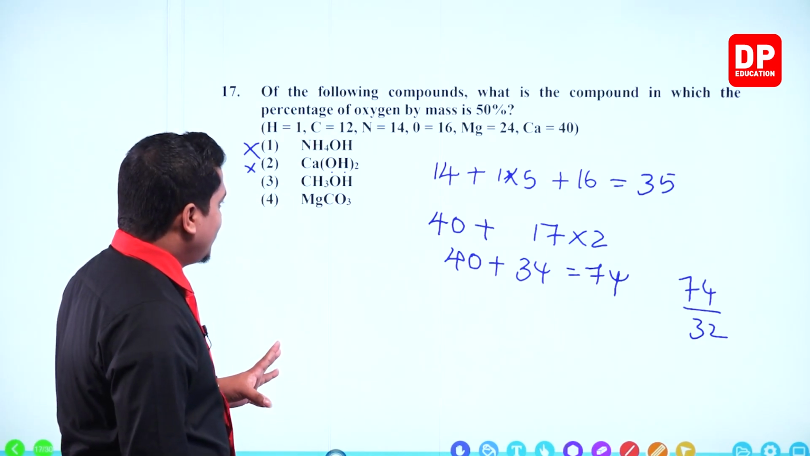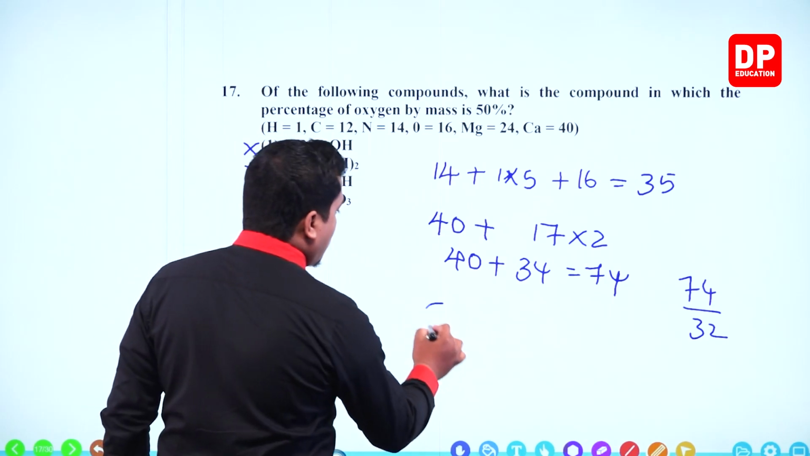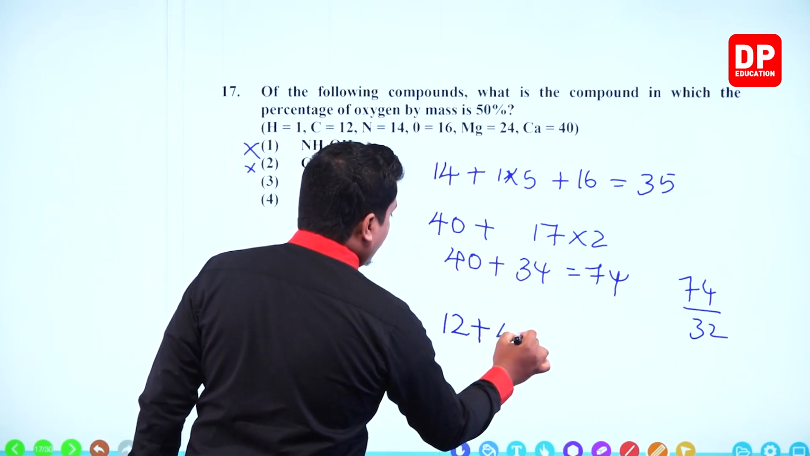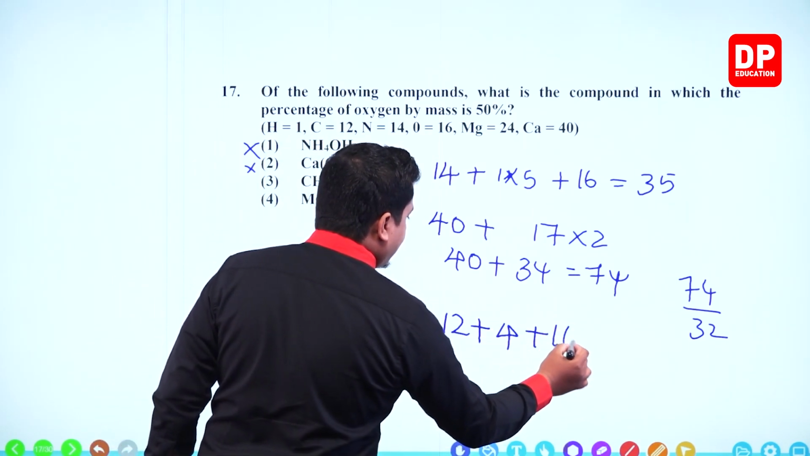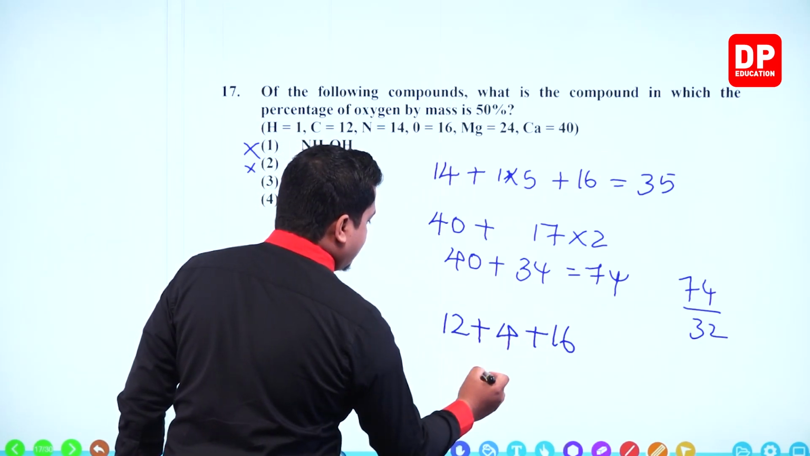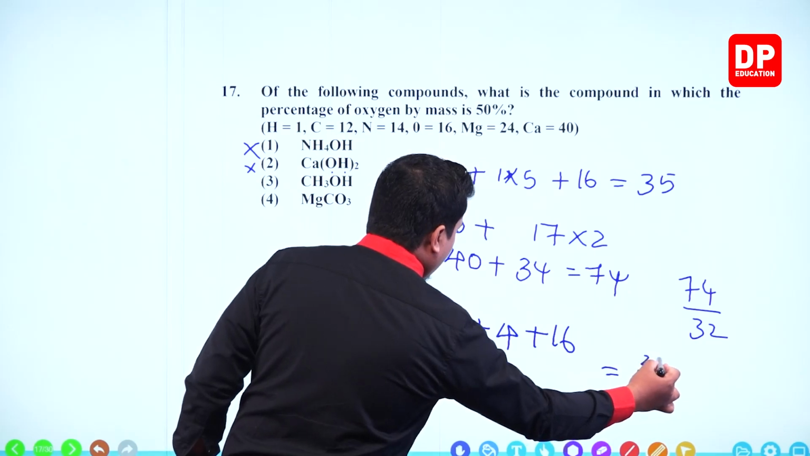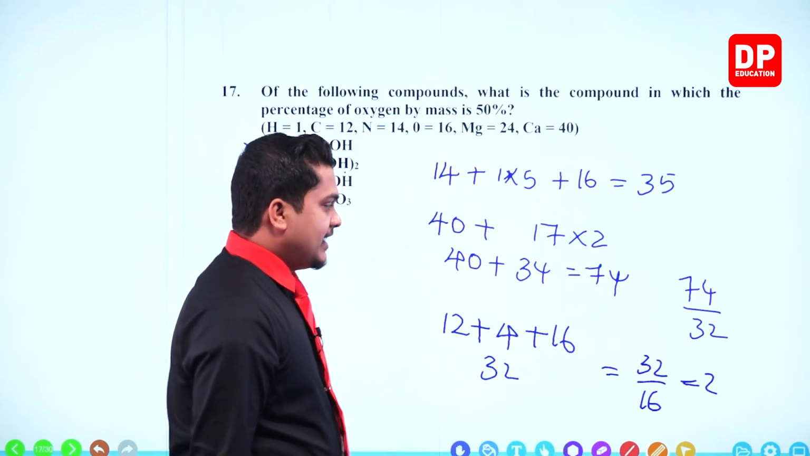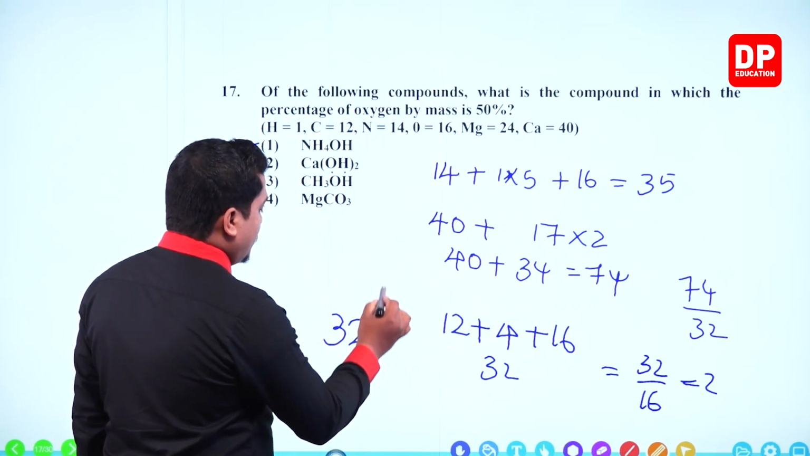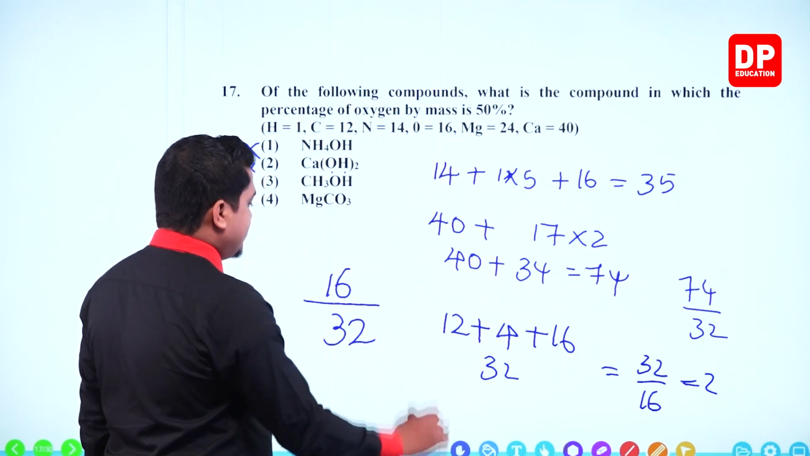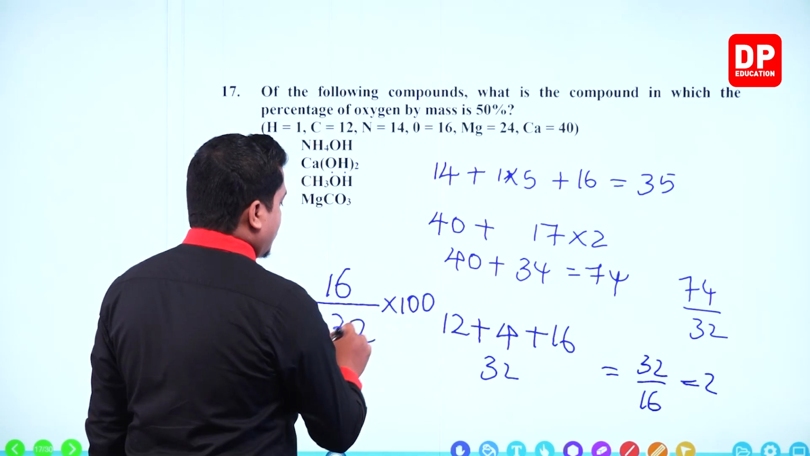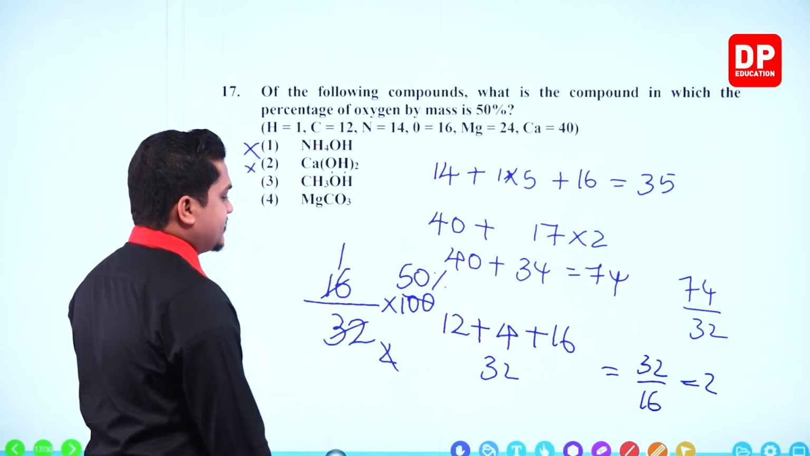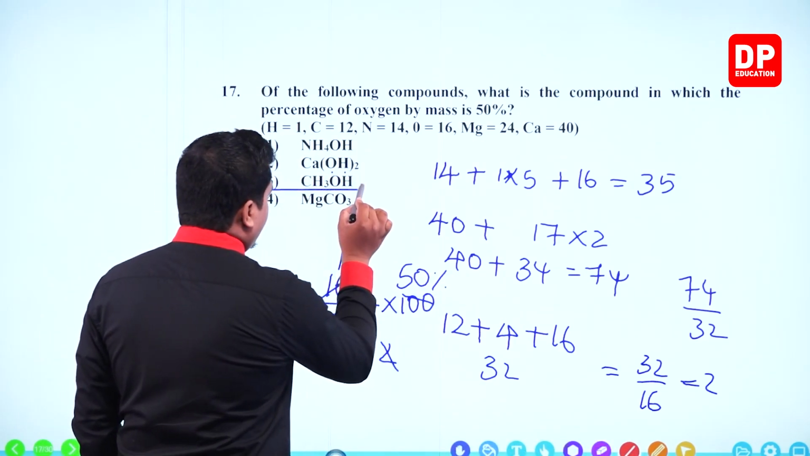Number 3, CH3OH. Carbon is 12 plus what, here 3, here 1, altogether 4 hydrogen. Then oxygen is 16. Then here 16 plus 16, 32. 32 division 16. The answer is 2. That means, my dear children, the entire mass of the molecule is 32. Oxygen is 16. When you take the percentage, here 1, here 2, here 1, it becomes exactly 50%. So our answer should be, my dear children, third one, CH3OH.